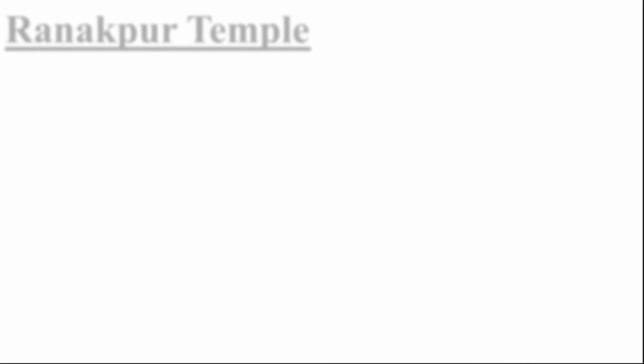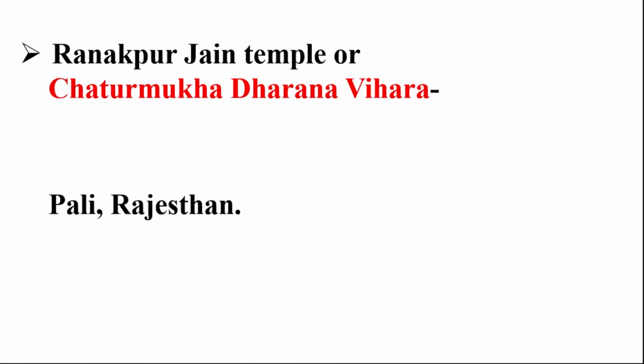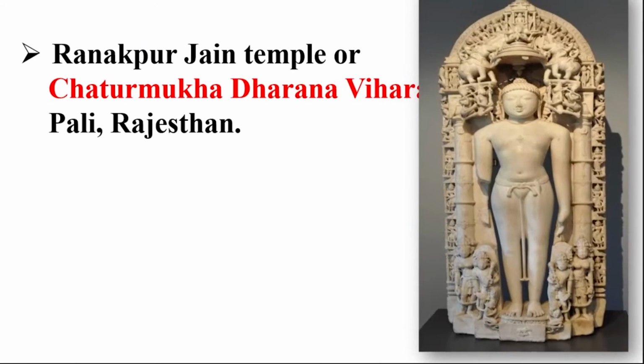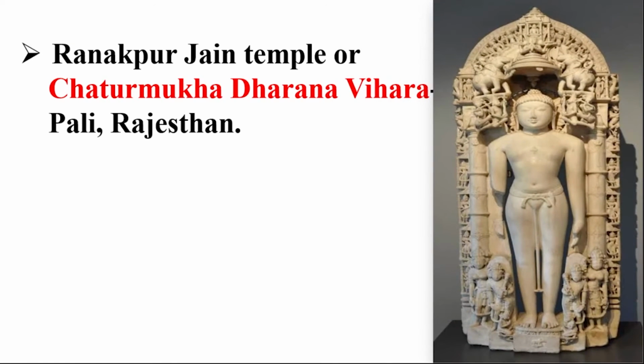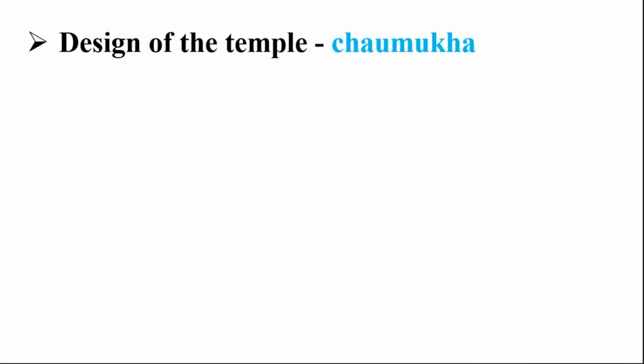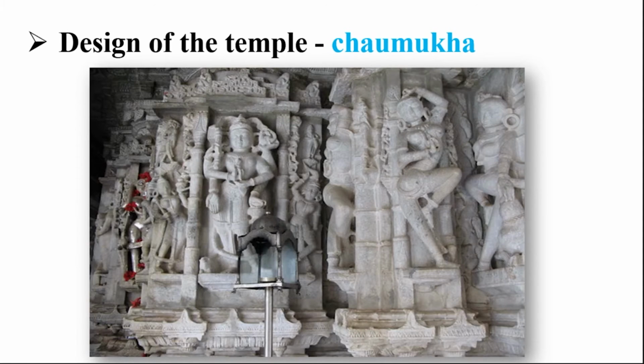Next we will move on to our second example, the Ranakpur temple. It is also known as Chaturmukha Dharana Vihara. It is located in Rajasthan. This temple is dedicated to the first Jain Tirthankara, Rishabhadeva. The temple is designed as a Chaumukha with 4 faces and all the statues facing one another, as shown in this image. Light colored marble was mainly used in this temple.